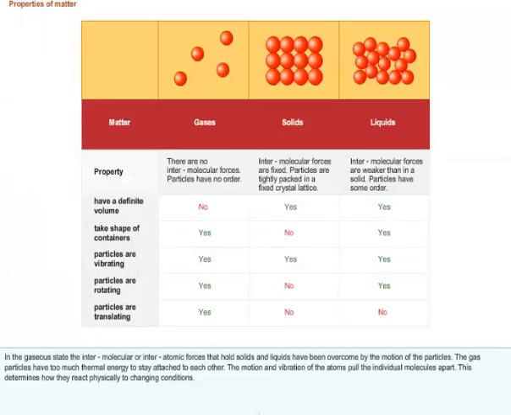In the gaseous state, the intermolecular or interatomic forces that hold solids and liquids have been overcome by the motion of the particles. The gas particles have too much thermal energy to stay attached to each other. The motion and vibration of the atoms pull the individual molecules apart. This determines how they react physically to changing conditions.